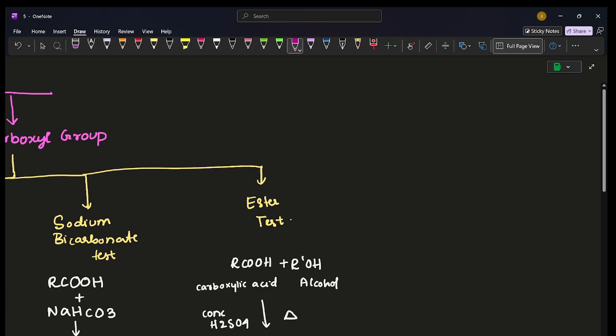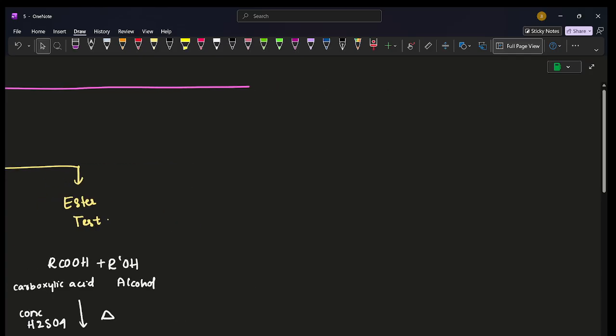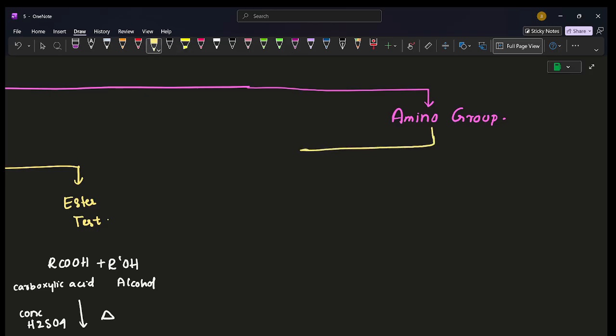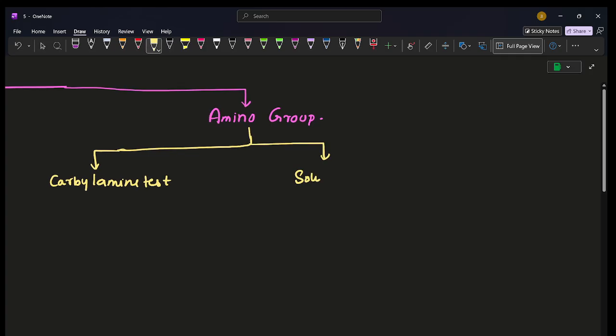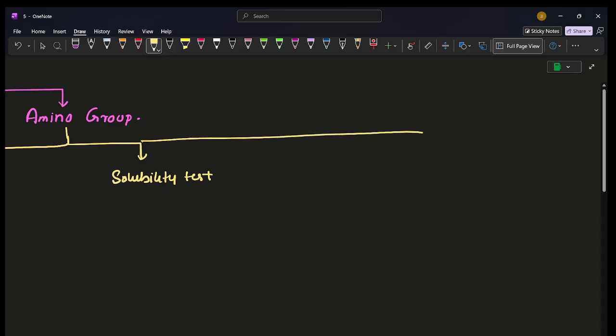Alright, moving on to amino groups. This is the last group, which is amino group. In this amino group, you have 3 tests. So you have carbylamine test, you have solubility test, and you have azo dye test.